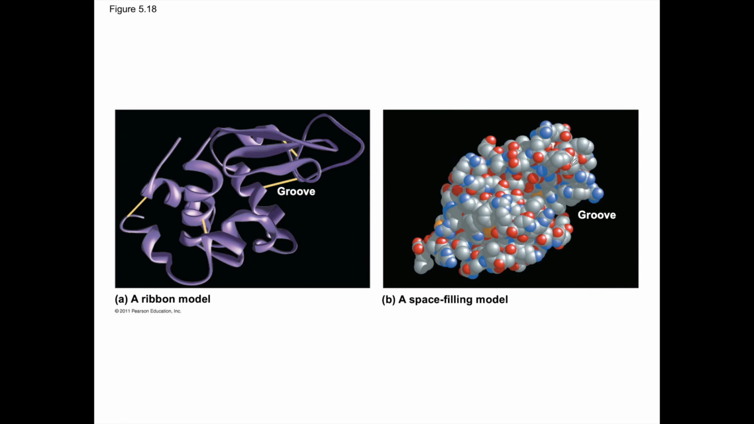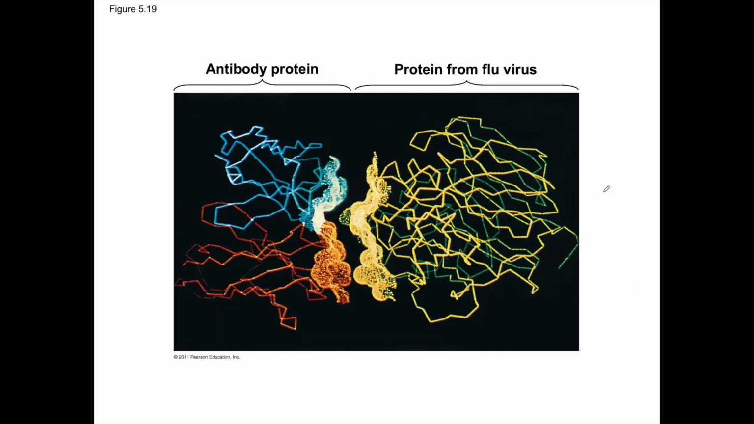Okay. Now, when you look at this, honestly, it just looks like a blob. It doesn't look like it has a very exact shape. But it does have a very exact shape, and the shape of this protein determines its function. In particular, the shape of this groove here determines the function that this protein is going to do. So here's an example of that.